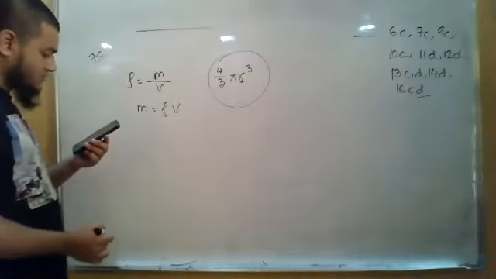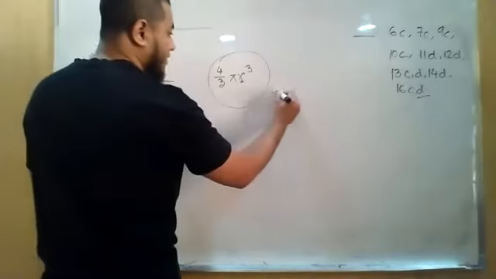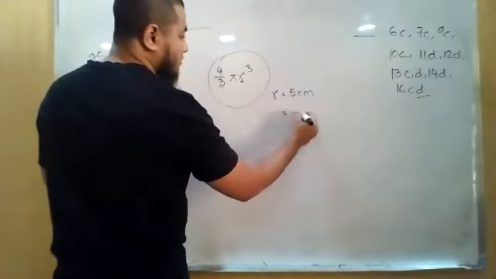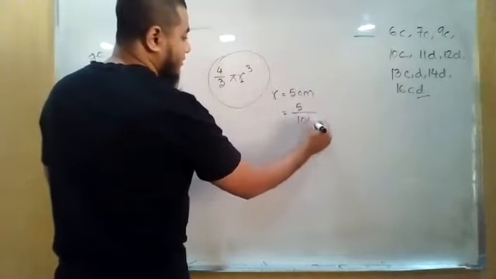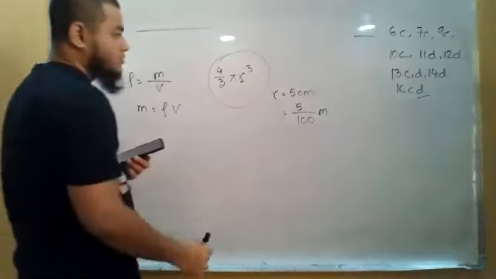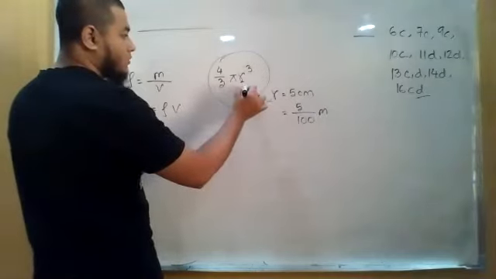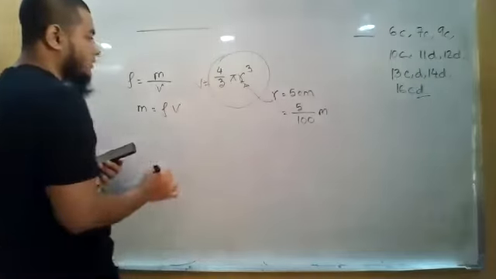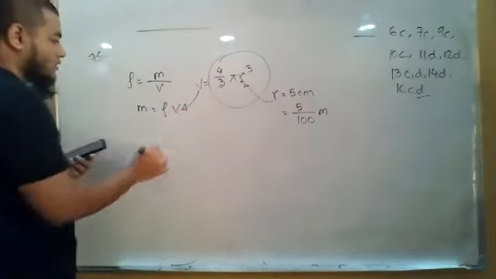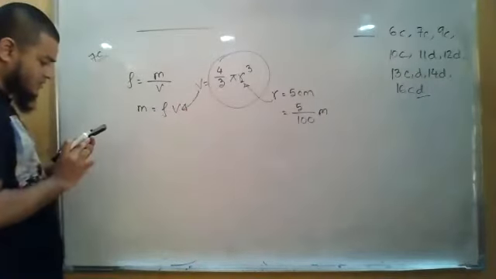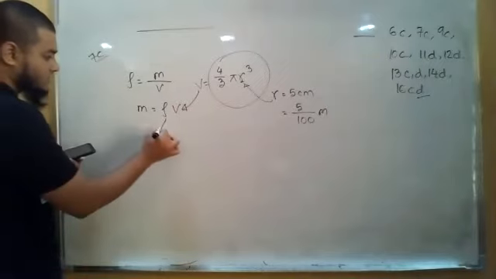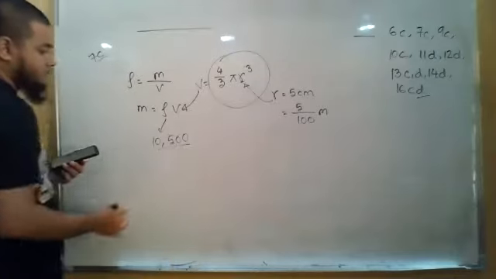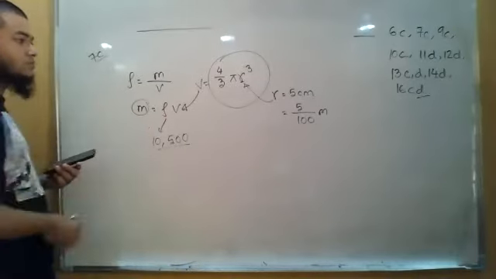Is the radius given? The radius is given. R is equal to 5 centimeter. Convert it to meter by dividing by 100. Put the value of R over here and you will find the volume. Then put the value of the volume here and the density, that is also given, 10,500. So can you find out the mass now?